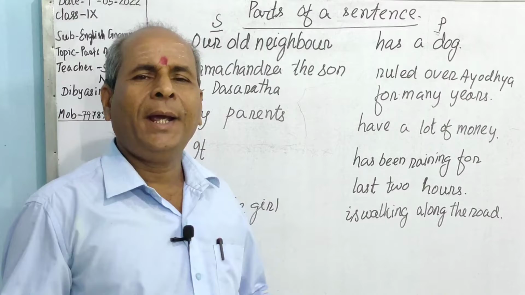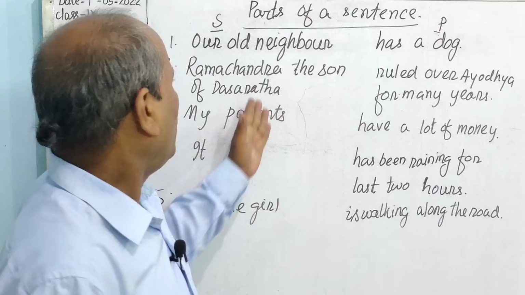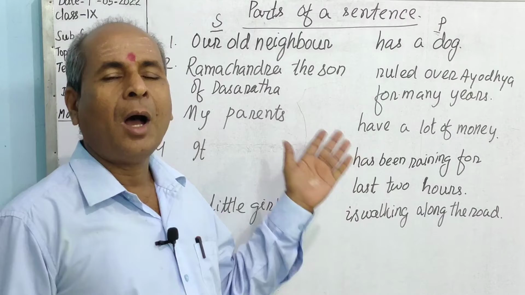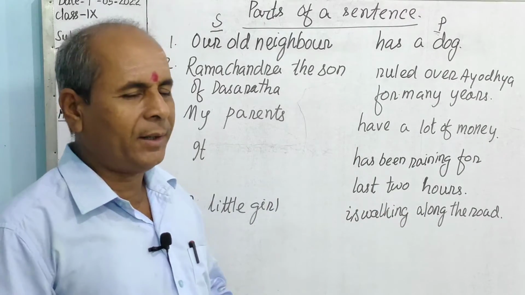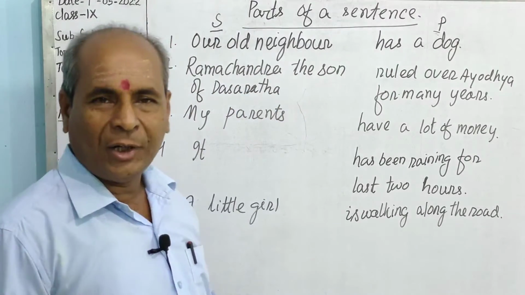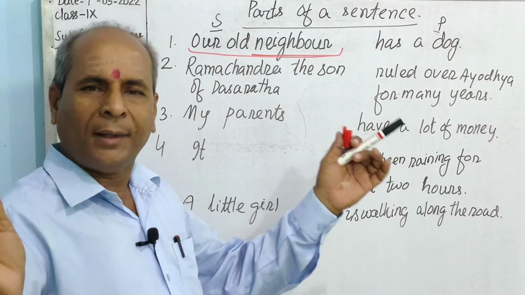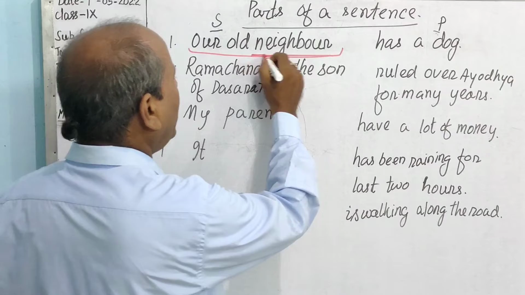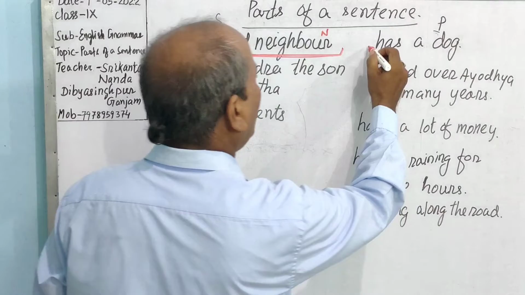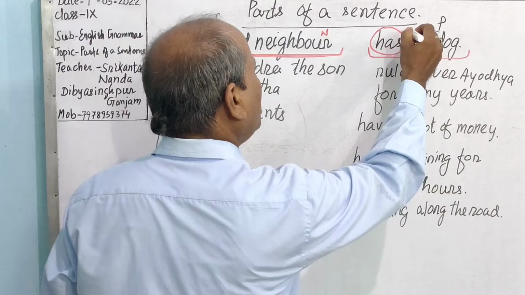So students, here are some examples of subject and predicate. We have taken some sentences. We will see which is the subject and which is the predicate, and what is the head word of the subject. You see, our old neighbor has a dog. The total part, our old neighbor, is the subject. But you see, the head word is the noun, that is neighbor. Second, has a dog. This total is the predicate, but has is the verb, the head word.